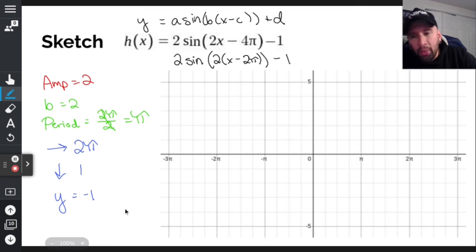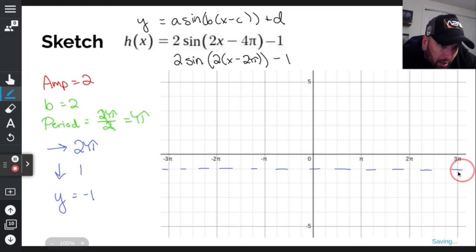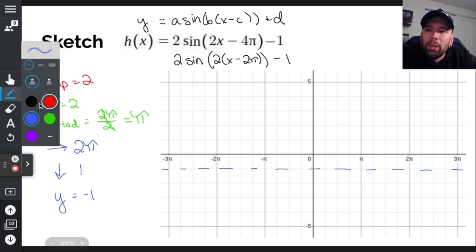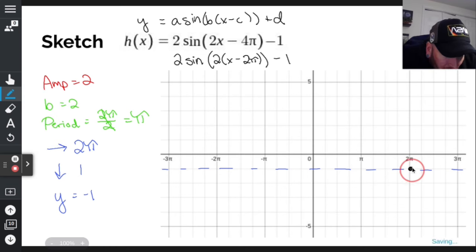So the way I write out that starting spot is I always draw out my midline first, which is negative 1. So I'm going to draw out y equals negative 1 right there. Okay. This shifts over or begins at right 2 pi. So that guy right there is where I'm going to start my sine. Sine starts at the origin that it's supposed to start at. It's not cosine where it starts here, it's sine where it starts there.